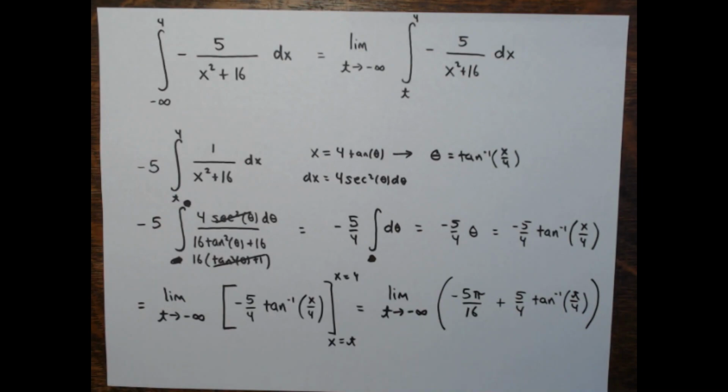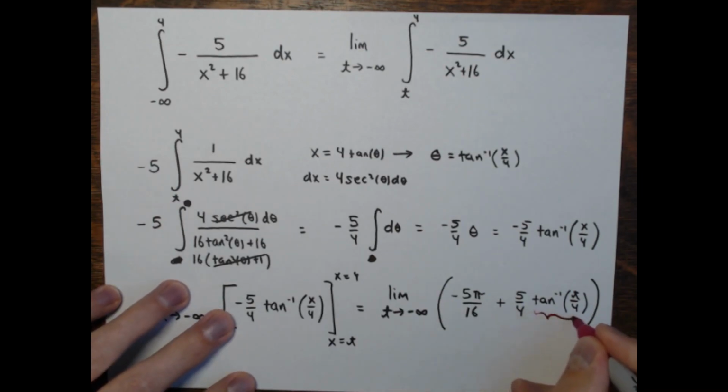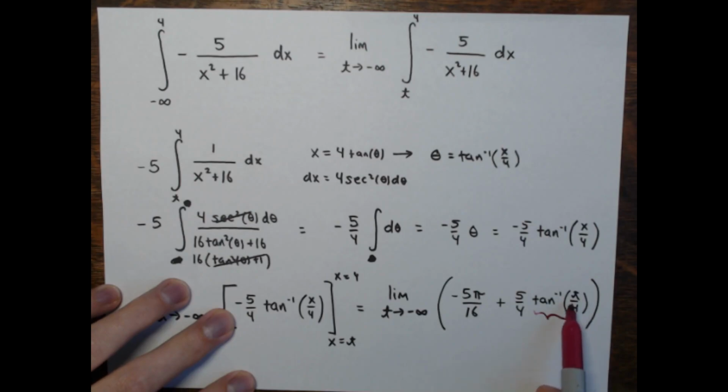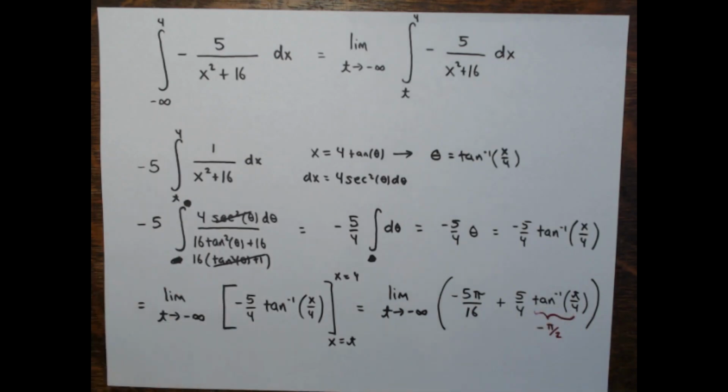Remember your inverse tangent function: when the input of the inverse tangent function is going to positive infinity, the output is approaching positive pi over 2. Remember, the inverse tangent has a range from -pi/2 to pi/2. When the input is going to negative infinity, the inverse tangent approaches -pi/2. So that's the limit here. t is approaching negative infinity, so the input of the inverse tangent will be approaching negative infinity, meaning that this will be approaching -pi/2.